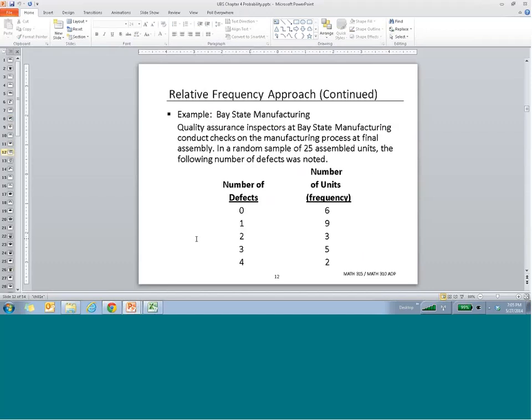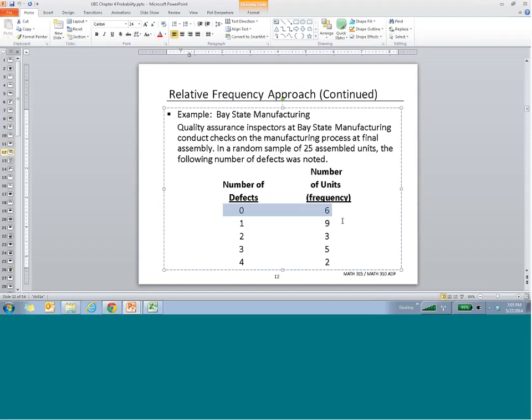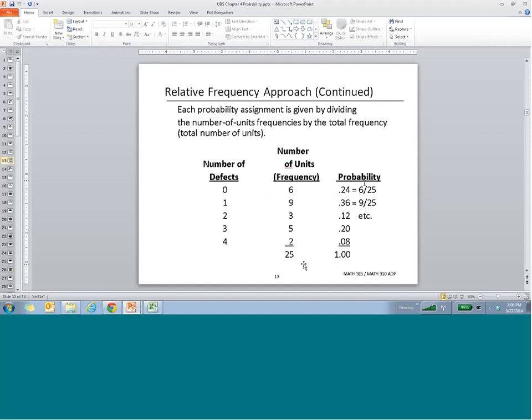So here's an example. The idea is that the number of defects happening, I'm going to actually measure it. I'm going to go out there and physically sample it and say, I found exactly 6 that had no defects. I found exactly 5 that had 3 defects. So I'm calculating it based on actual occurrences. So in that case, I'm going to calculate the probability based on something that I've determined somewhere else. I've taken this random sampling and measured the defects. Now I can calculate the probability of it happening again because I'm using the statistics for that. So this is that relative frequency.